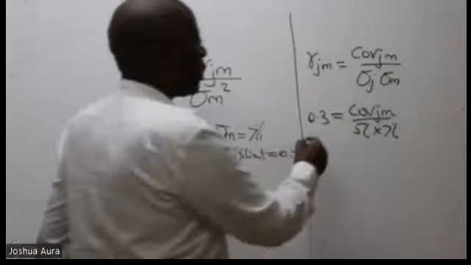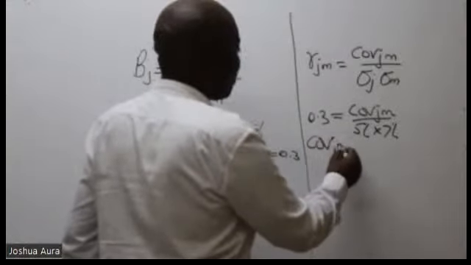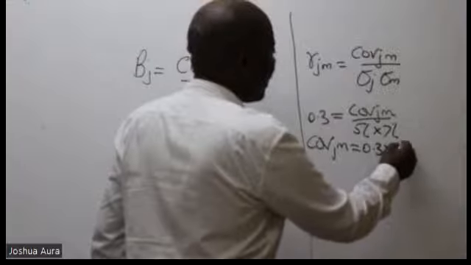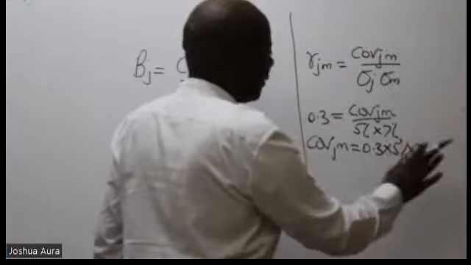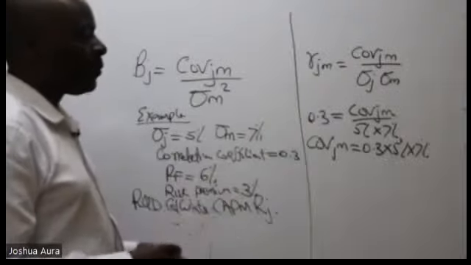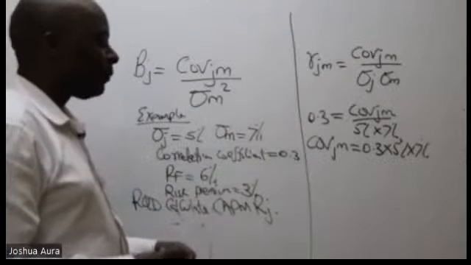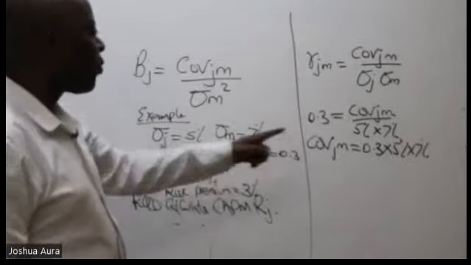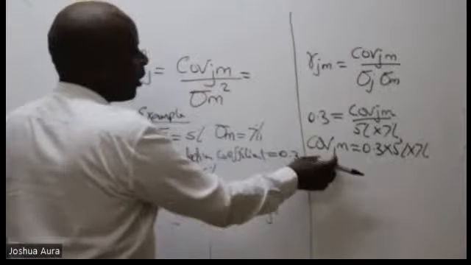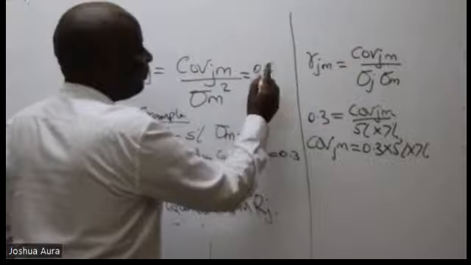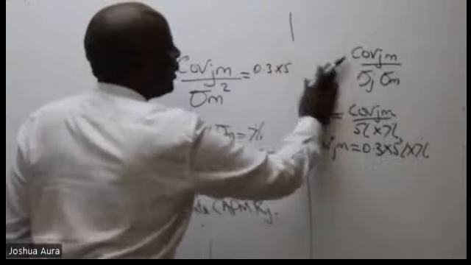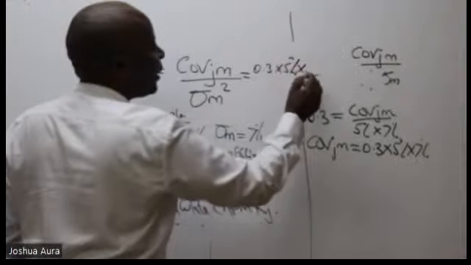So in short, ladies and gentlemen, the covariance will be 0.3 times 5% times 7%. Don't give me this answer, it will be very absurd because of the percentages. It will be very small. I don't want the final answer. So once I have the covariance like that, I'll come here to beta. The covariance is 0.3 times 5% times 7%.